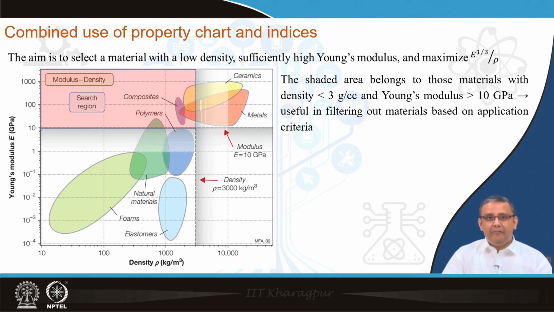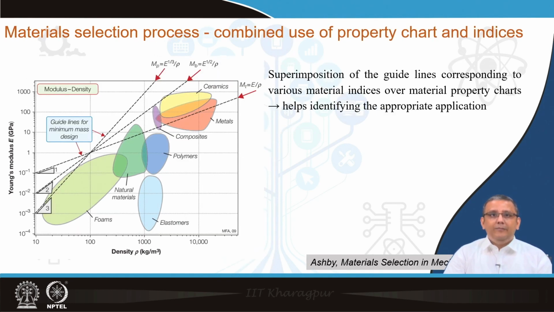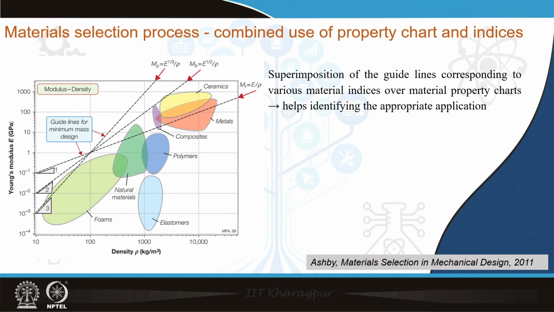You can already see that our selection of the region, that is less than 3 kilogram per meter cube density and more than 10 gigapascal Young's modulus, has already rejected the bulk of the materials. That means all the foams are out, almost all the metals are out, many of the ceramics are out, and many of the polymers are also out of our initial selection criteria. So, next we move on to our next condition, that is we have to maximize the material index E to the power 1/3 over rho.